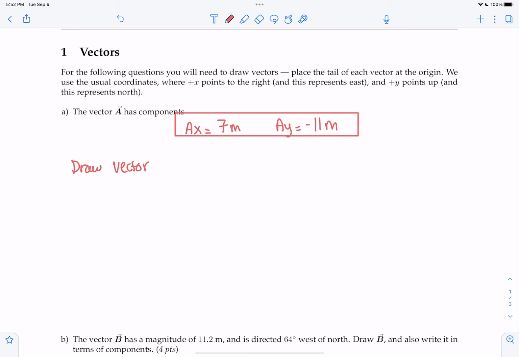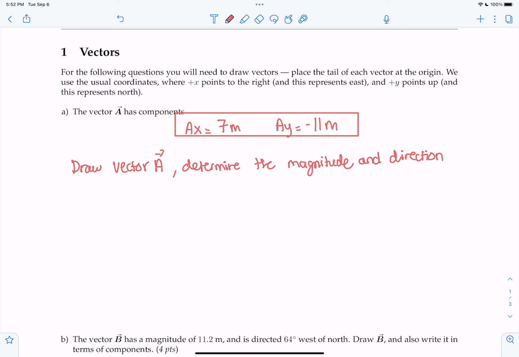vector A and determine the magnitude and direction. And when we say direction, right?